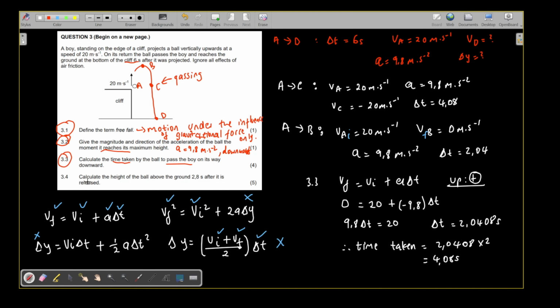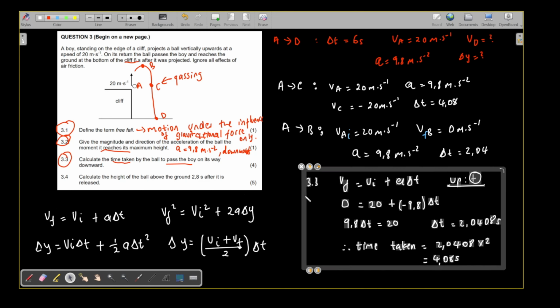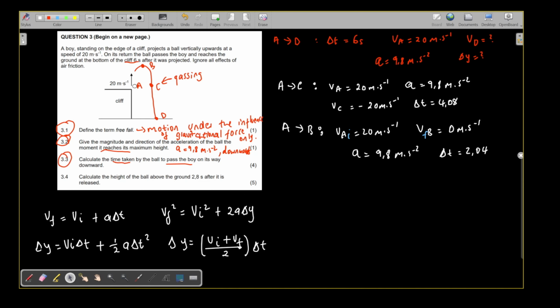The last question says calculate the height of the ball above the ground 2,8 seconds after it is released. Wow, that is a beautiful question. So what are we gonna do there? I'm just gonna take this away because we already calculated that, and now we're gonna deal with that next question. So for 3.4 we need the height of the ball above the ground 2,8 seconds after it is released.